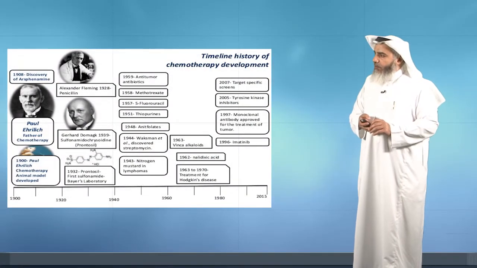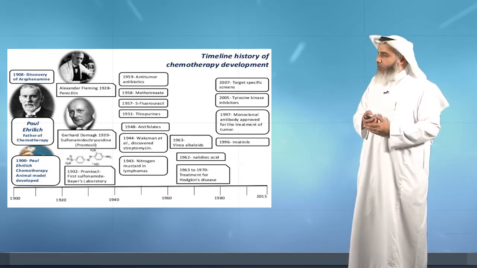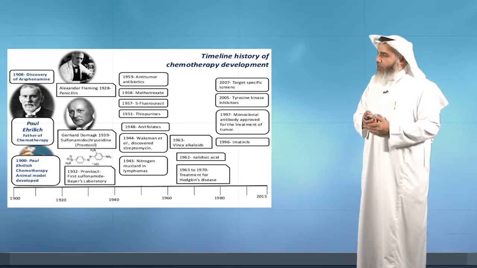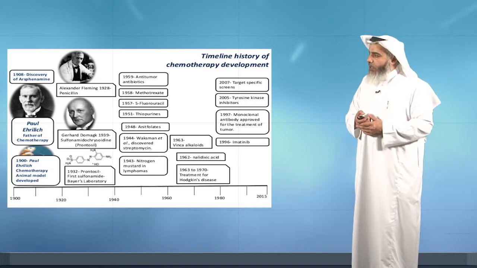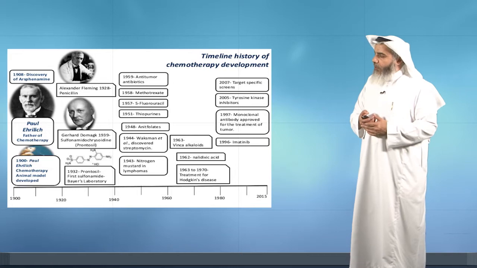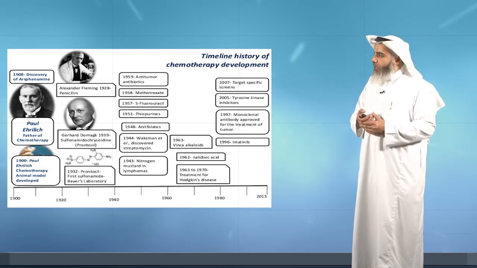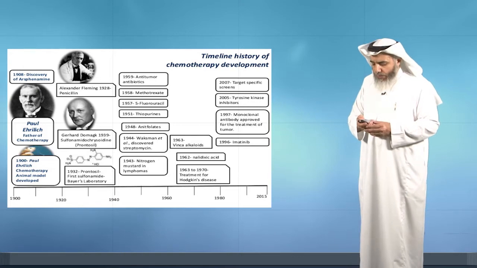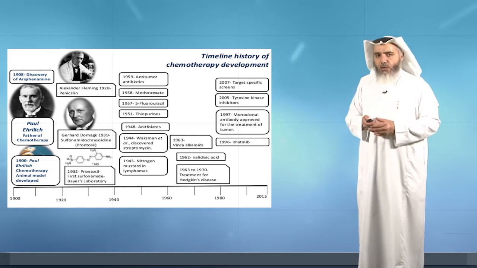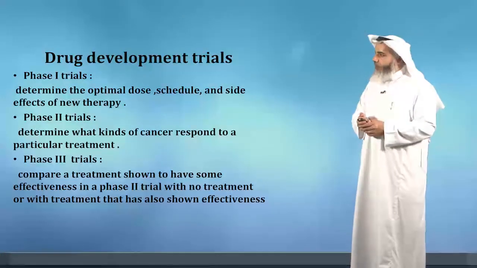And from that time, every 5 years there was a new chemotherapeutic agent to treat cancer. In 1958, methotrexate was discovered, in 1957, 5-fluorouracil, and so on. In the 60s, vinca alkaloids were discovered. In the 90s, taxanes were discovered. And almost every year, a new chemotherapeutic agent is discovered to treat cancer patients.